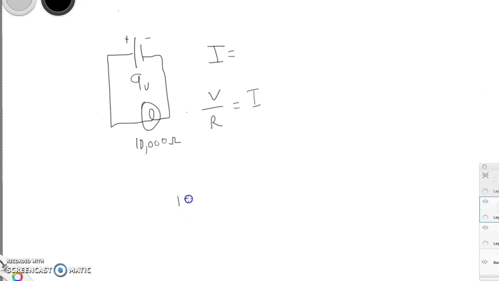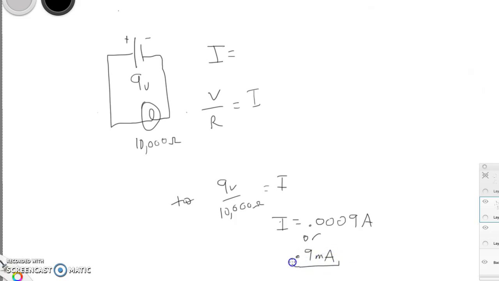Once you've done so we could substitute 9 volts for voltage, 10,000 ohms for resistance, and solve for I. Alright, and so we get, after dividing, 0.0009 amps, or 0.9 milliamps. So this is a very small amount of current, but which would be typical in some of the kinds of circuits we'll be building.